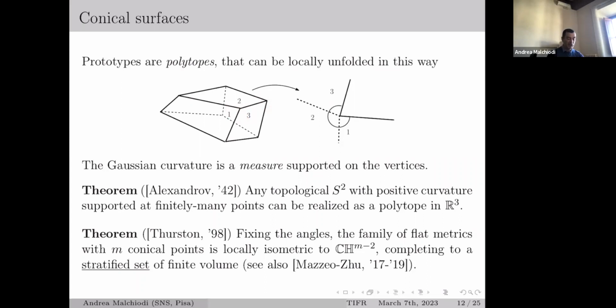There's a nice theorem by Thurston from the end of the 90s, saying that if you fix the angles, then the family of flat metrics with m conical points is actually locally isometric to a complex hyperbolic space, which completes to a stratified set of finite volume. And there is more recent work by, for example, Mazzeo and Chen, Zhu in the study of more general phenomena of this type.